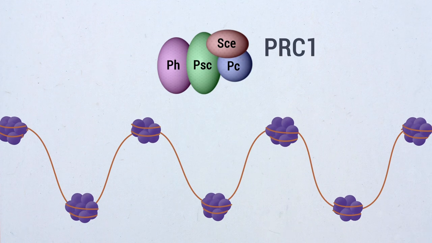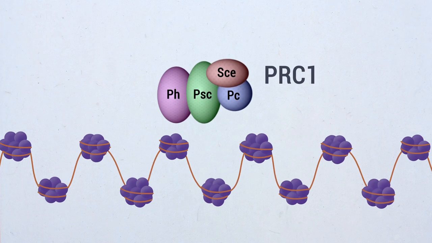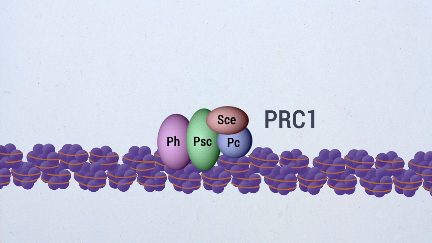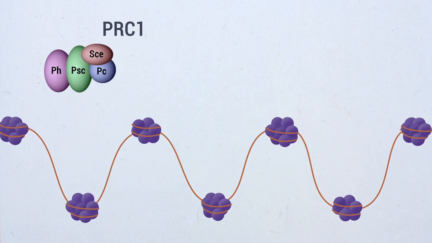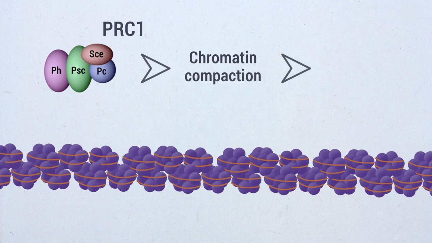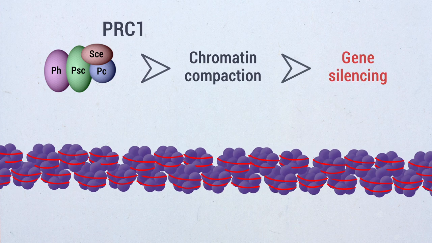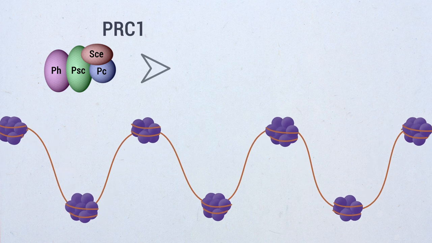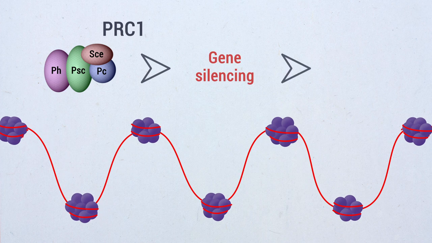It has been shown that PRC1 is involved in chromatin compaction in vitro and in vivo, but it is unknown whether PRC1-dependent transcriptional silencing is a consequence of its role on higher-order chromatin folding, or whether higher-order chromatin compaction may instead be a consequence of silencing.